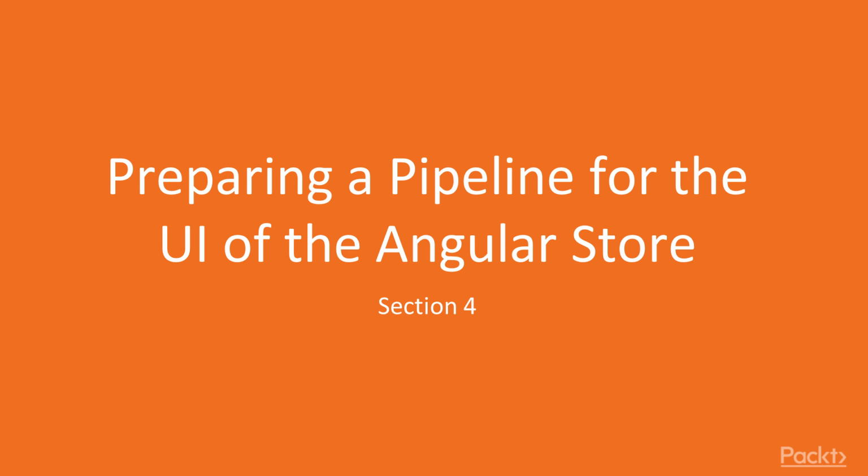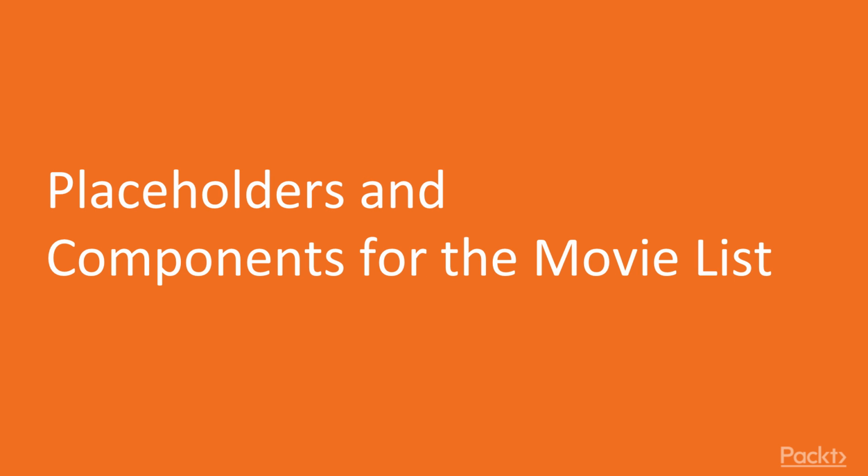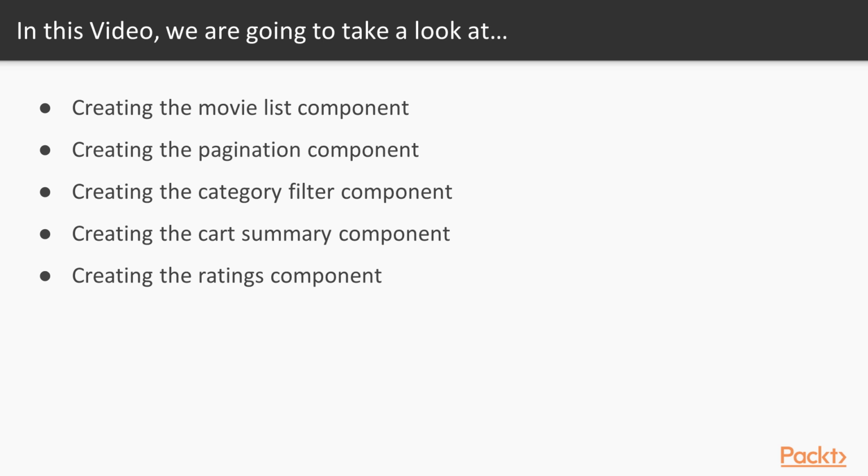Hi everyone, welcome to section 4, where we are going to be preparing the pipeline for the UI of the Angular store. Essentially, in this section, we are going to be building the store. And we're going to start off with the first video showing us how to create placeholders and components for our movie list. So that's going to involve creating a component for our movie list, pagination, category filter, cart summary, and a ratings component.